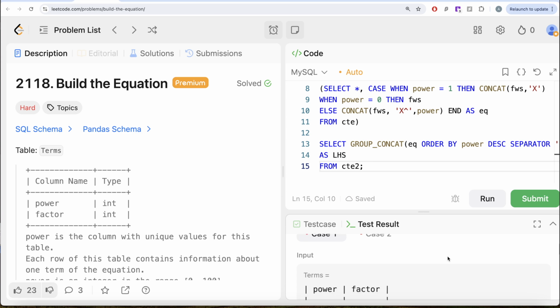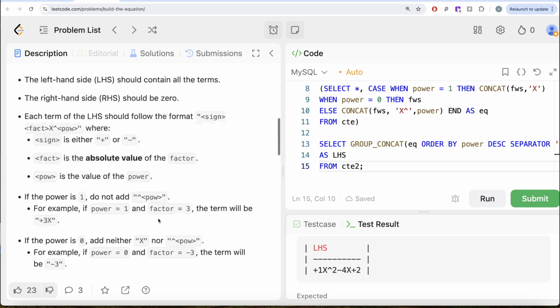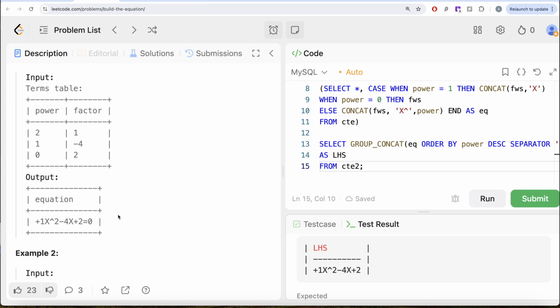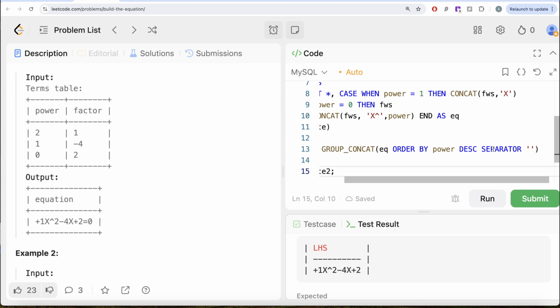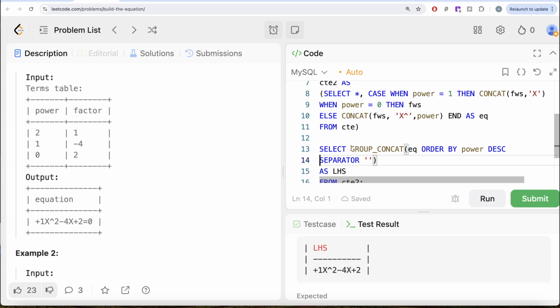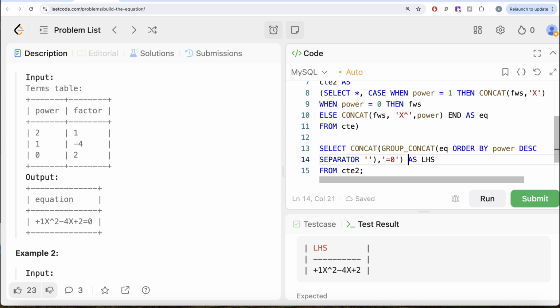I will change it. Okay, so if you look at this, you have these values, right? And in our output, what you needed is this is equal to 0. So once you have these values, let me just bring this down. So what we should do is concatenate the value that you got in LHS with the equal to 0, and then this entire thing is aliased as equation, right? Let me go ahead and write this equation. Okay, now let me go ahead and run this. Let's see what do we get in our output.